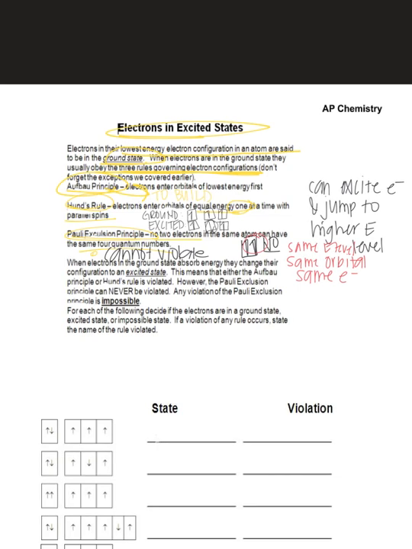All right, last little bit. When electrons in the ground state absorb energy, they change their configuration to the excited state. So that's kind of what we talked about over here. This means that either the Aufbau principle or Hund's rule is violated. But those are the only 2 that can get violated. The Pauli exclusion principle can never be violated. Any violation of this rule is impossible.